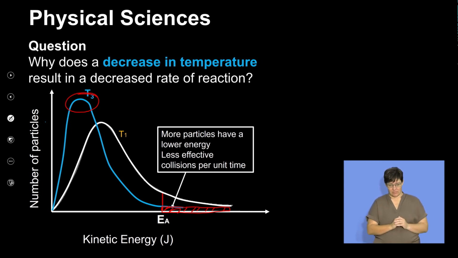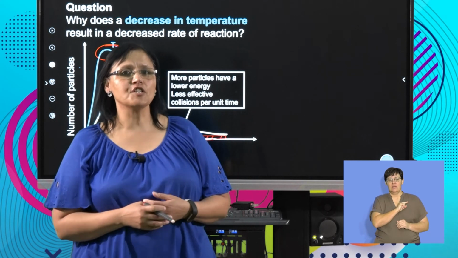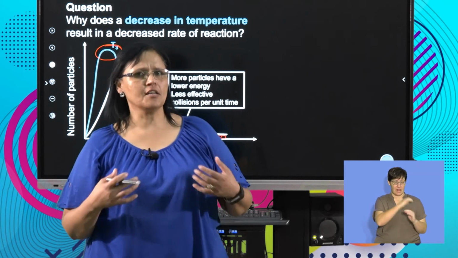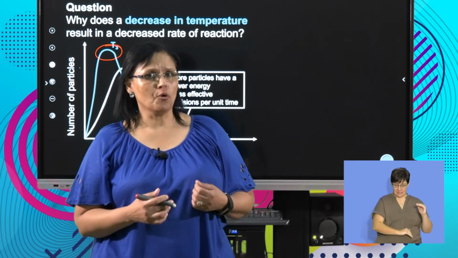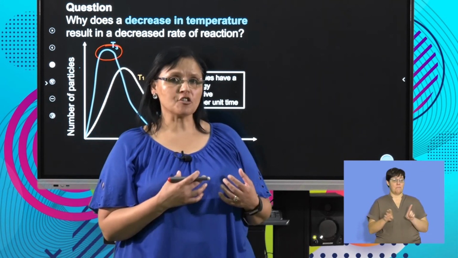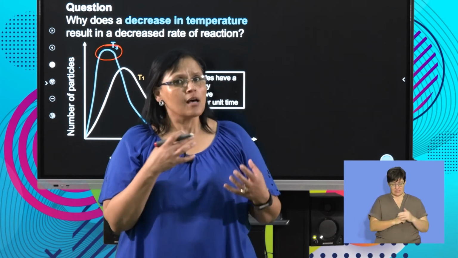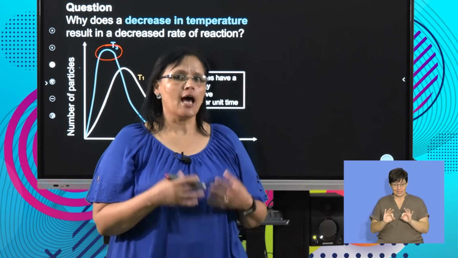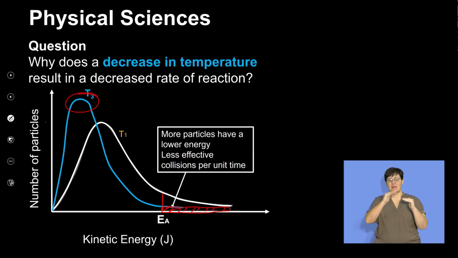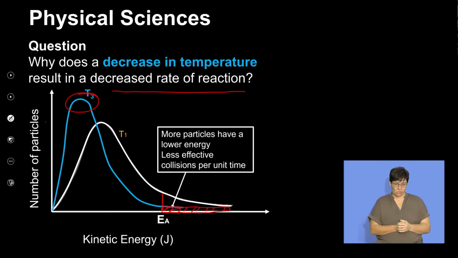That is why, if we look at a decrease in temperature, there's a decrease in the average kinetic energy, there's a decrease in speed, so we have less collisions, less colliding with each other, less effective collisions, and therefore we have a decreased rate of reaction.